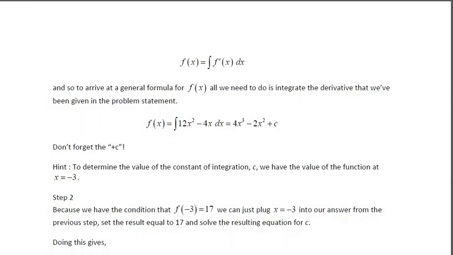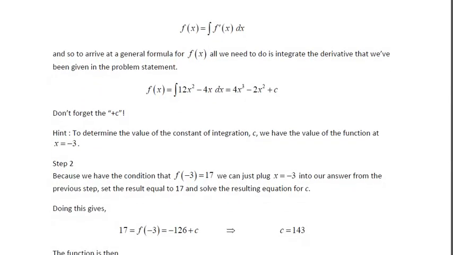So if we integrate the function, we have this one: integration of 12x square minus 4x dx is equal to 4x cube minus 2x square plus integration constant c. So this is the result of the integration of this function. So this is actually f(x). We need to find this one. Just here c is associated.